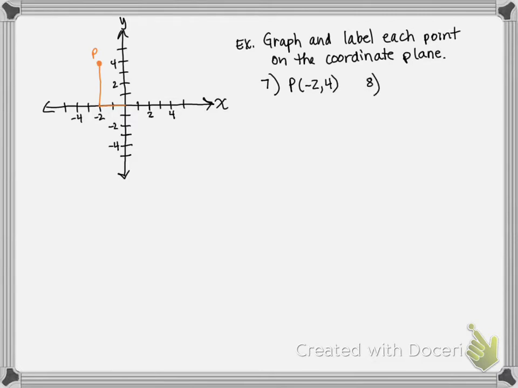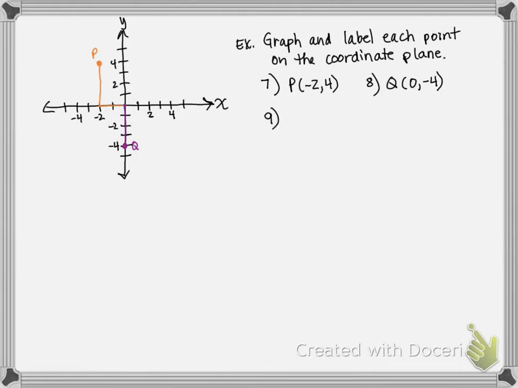Let's do Q, and they'll have it at 0, -4. Ooh, that's a good one. Okay? So I'm going to start at the origin, and I don't get to go to the right or the left because that's all it says for x is 0. But then it tells me to go down to -4 on the y-axis. So that's where I actually make my point, and then I'm going to label it Q. All right, 2 more and then we'll be done.